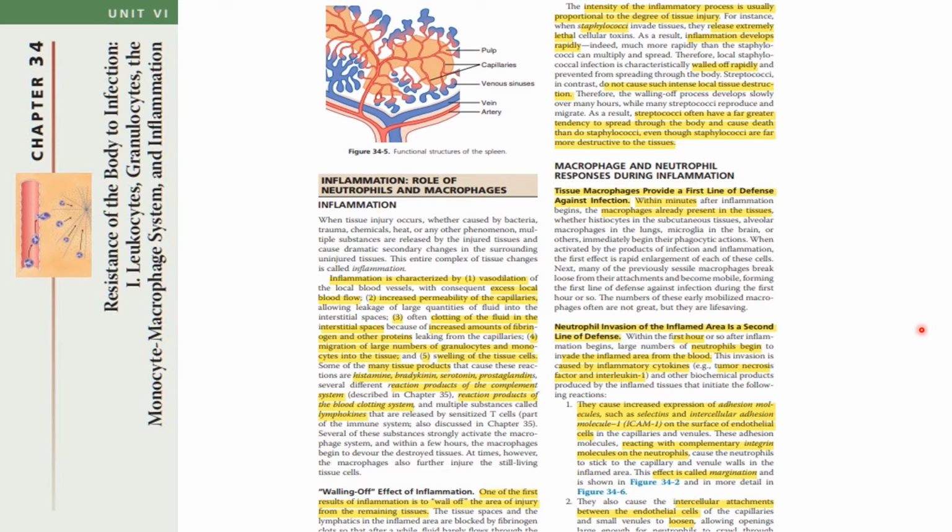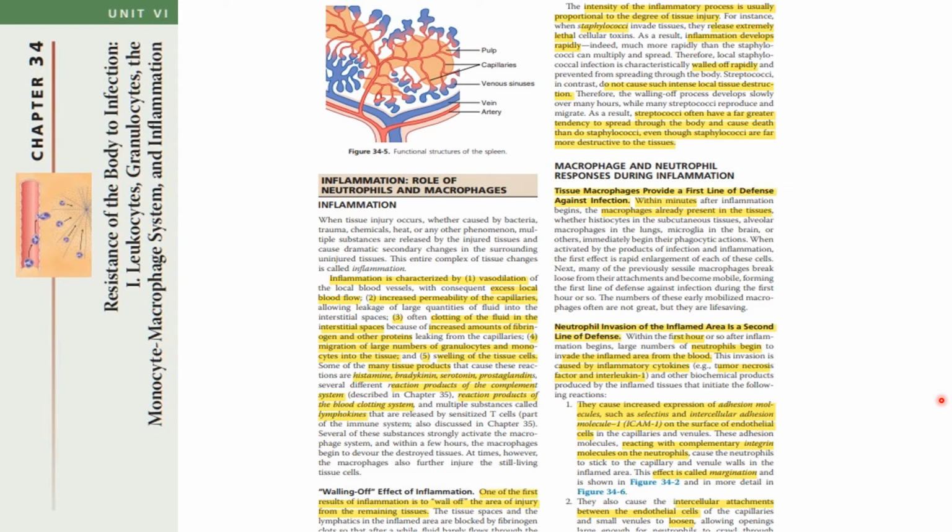Macrophage and neutrophil response during inflammation. Tissue macrophages provide a first-line defense against infection, within minutes. After inflammation begins, macrophages are already present in the tissue. Neutrophil invasion of the inflamed area is the second-line defense. This happens within the hour. Large numbers of neutrophils will begin to invade the inflamed area from the blood.